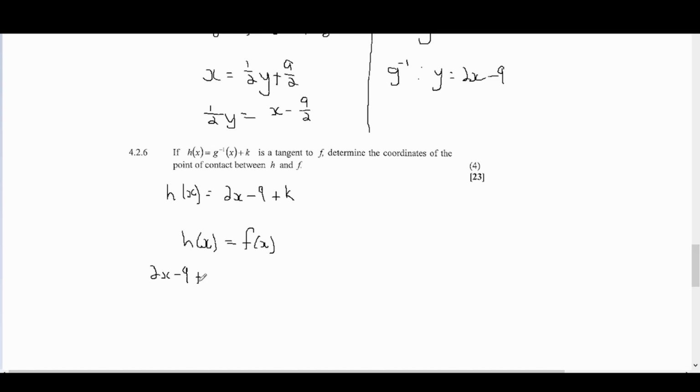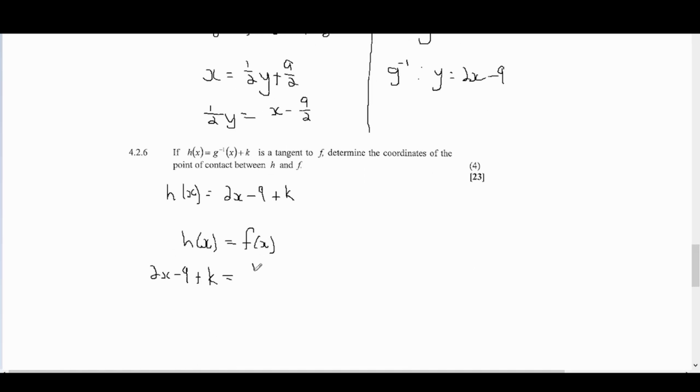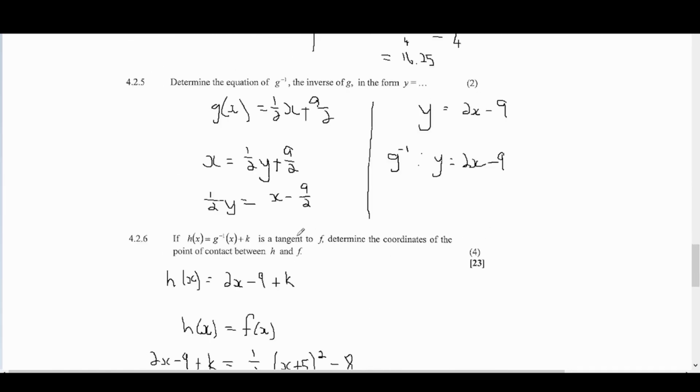plus k equals f of x, which we can go get on top, a half times (x plus 5) squared minus 8, I believe. Let's check. Yes. Okay.